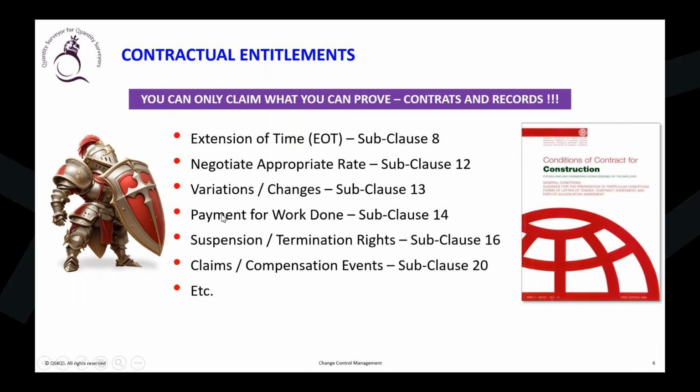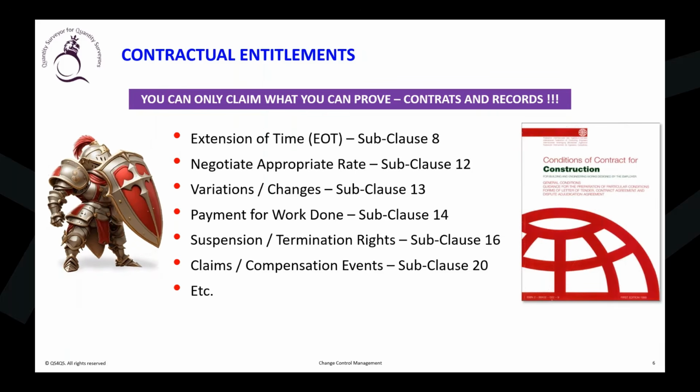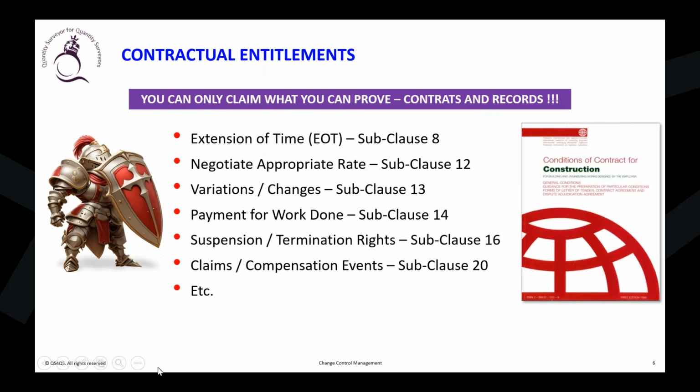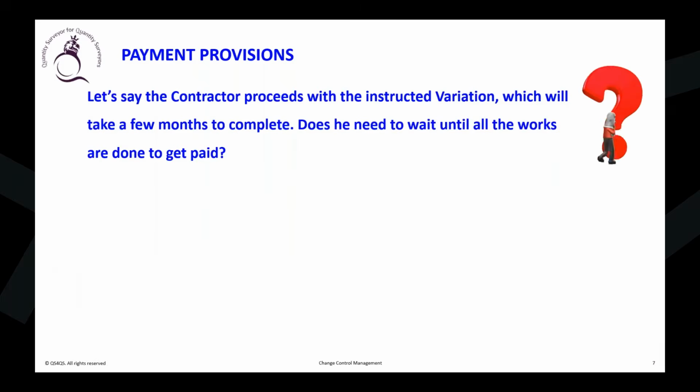Failing to give a notice timely and keeping inadequate supporting records, you will lose your entitlement. You might not be able to claim what you are really entitled to. Coming to the payment provision, I have to ask you all one question. Let's say it is a long variation, time-wise it will take a longer period, more than 1 month or 2 months, 3 months, let's say 6 months. Such a big variation.